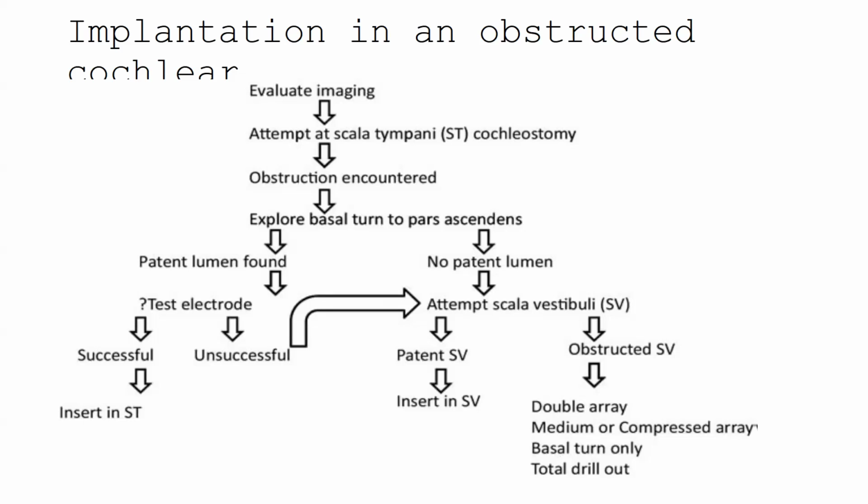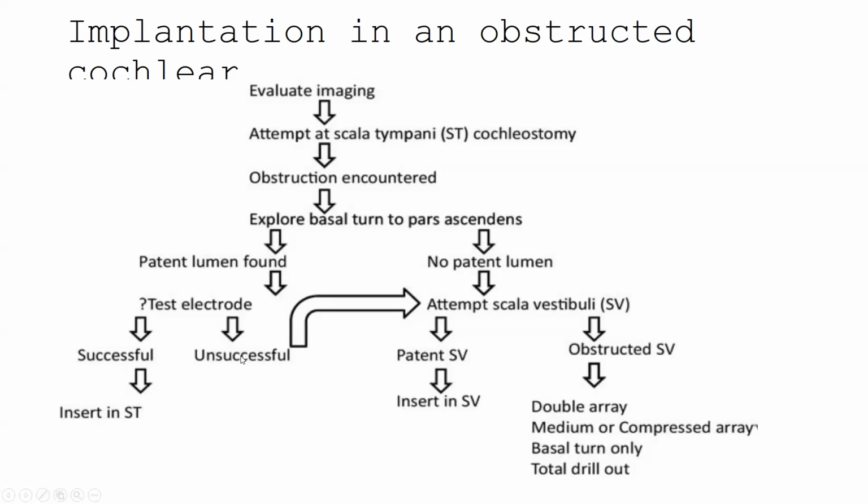If the scala tympani is encountered and is obstructed, then we are going to drill out the basal turn up to the ascending part of the basal turn of the scala tympani. If we find the patent lumen, then you have a test electrode accessible to you. We insert the test electrode. If we have successful insertion of the test electrode, we insert our cochlear implant electrode into the scala tympani.